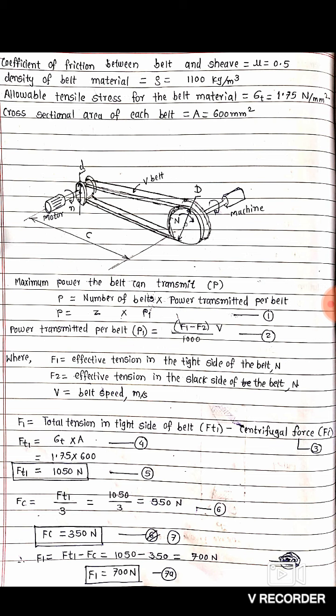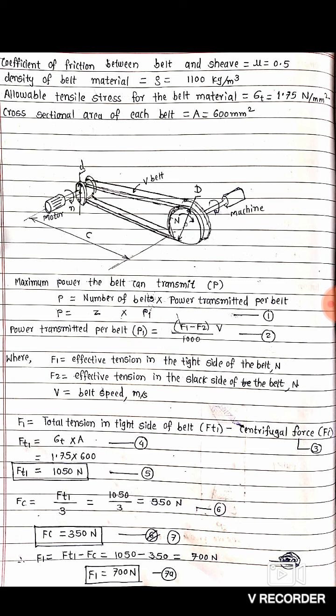So in this case, stress is nothing but sigma T, which is given. Now sigma T is equal to force, that is total tension in tight side of belt, that is FT1, and area is cross sectional area of the V belt. Rearranging this equation, we get FT1 is equal to sigma T into A.